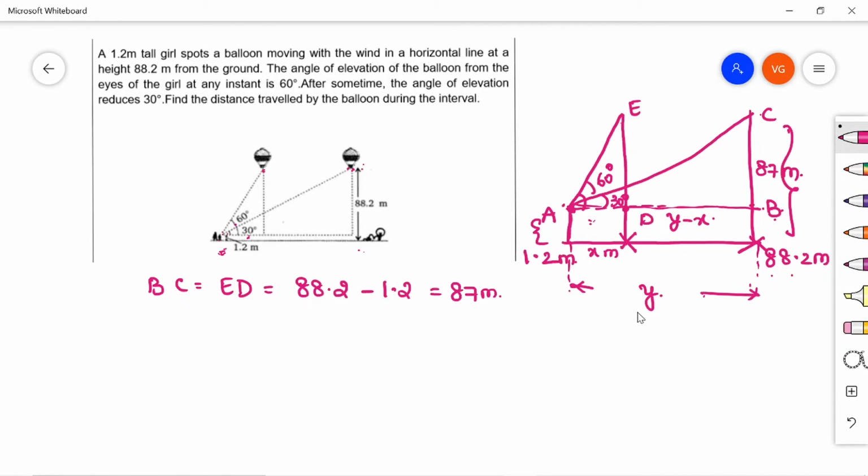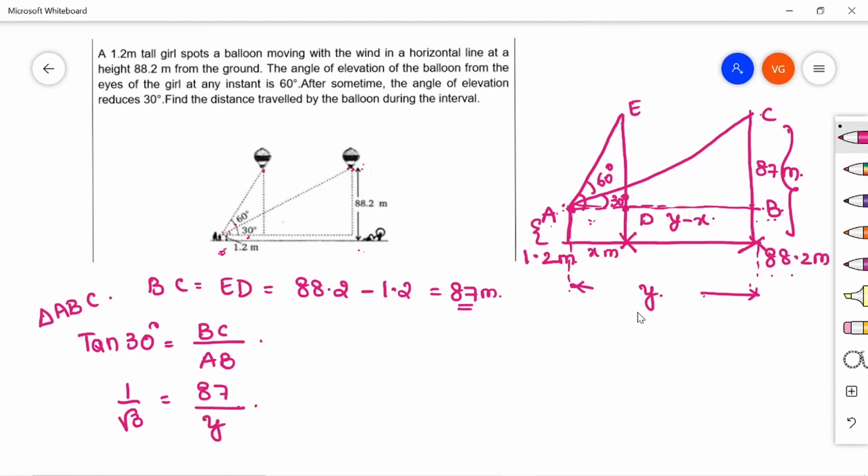From triangle ABC you can write tan 30 degrees is equal to the opposite side BC divided by the adjacent side AB. This is 1 by root 3, equal to BC, which we found as 87, divided by AB. AB I don't know, but we have assumed AB as Y. So from here we get Y is equal to 87 divided by root 3. Write it down: Y is equal to 87 divided by root 3.